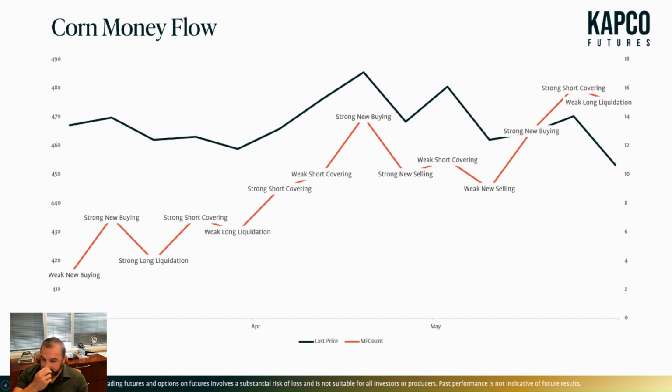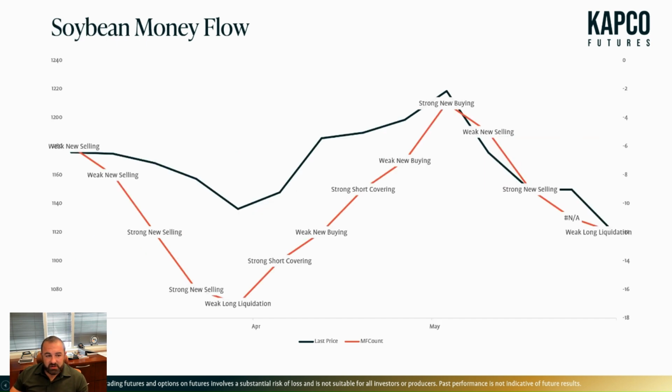Moving over to money flow. In corn, pretty interesting. We have week-long liquidation. Last week we had strong short covering. When's the last time we had that? Back here. Week-long liquidation, strong short covering. Guess what happened? The market rallied. So something that we're paying attention to.